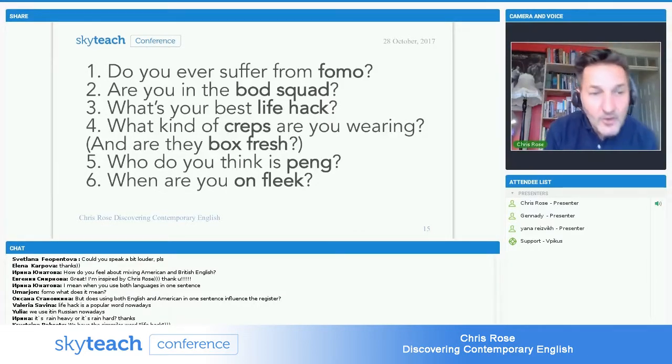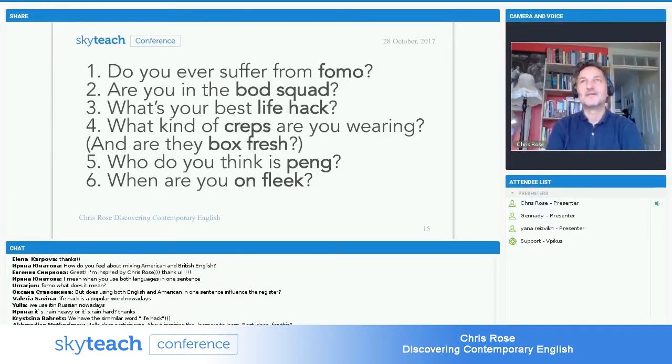They also might know who is peng. Somebody who is peng is somebody who is very attractive. Somebody they find attractive is peng. I've no idea who peng might be. Internationally peng, Justin Bieber or somebody. I don't know. Ask them who they think is peng. They might know. When are you on fleek?